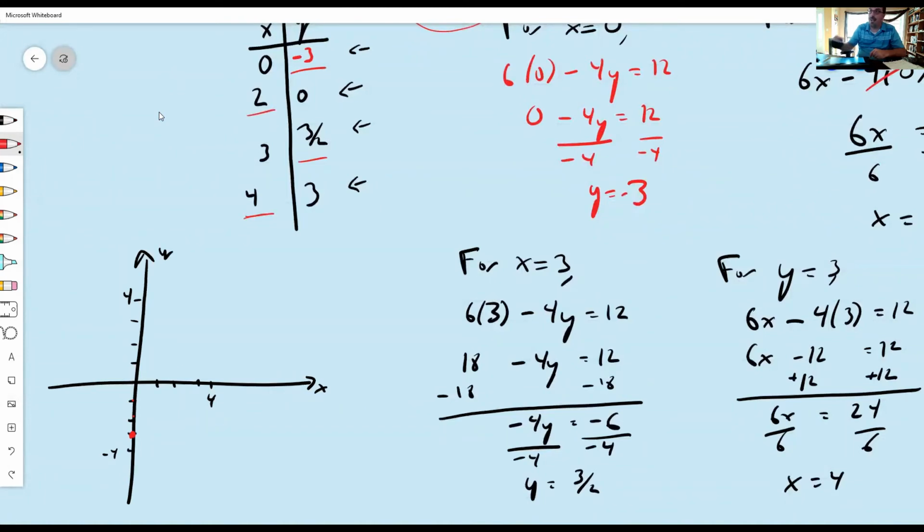2, 0 says I'm going to go right, but not up or down. So 1, 2. 3, 3/2. 3/2 is 1.5. That helps you guys. So I'm going to go 3 to the right, up 1.5. So 1, 2, 3, up 1.5. So about there roughly. And finally, x is 4, y is 3. So here's 4, up 1, 2, 3. That's kind of what your picture is going to look like.